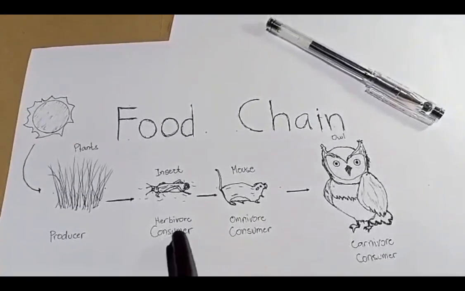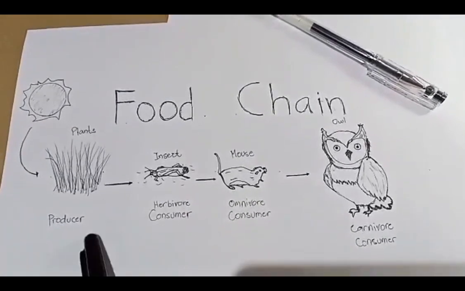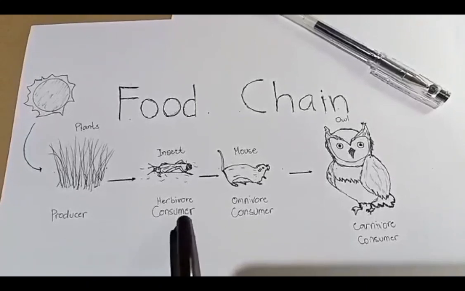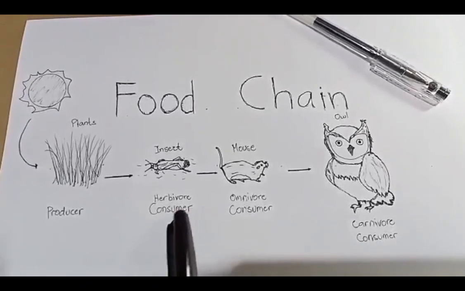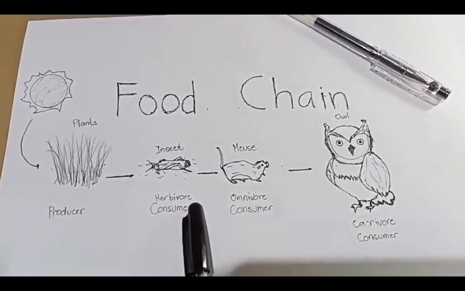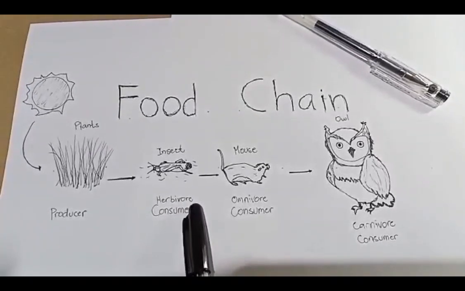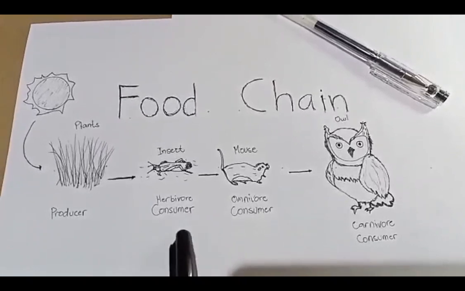Then this one is an insect, which eats grass. Energy is transferred from the grass to the insect. Because an insect cannot make its own food and gets its energy from other sources, it is called a consumer.